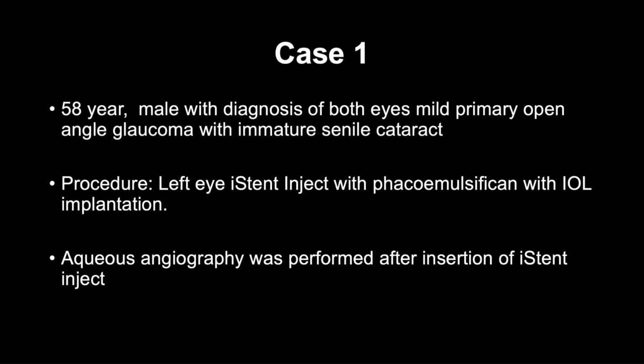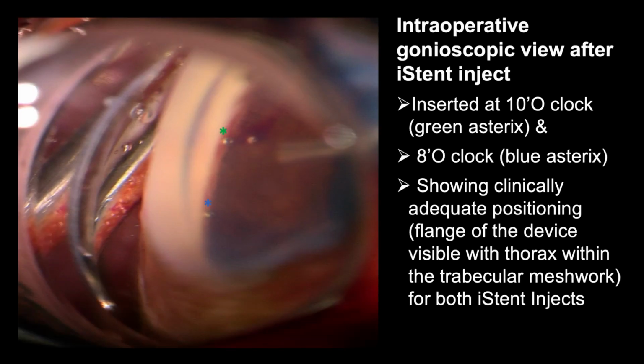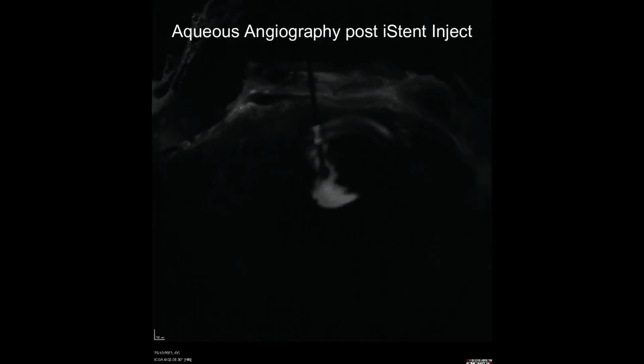Case 1 was a 58-year-old male with mild primary open-angle glaucoma with immature senile cataract. We planned for a left eye iStent inject with phacoemulsification. Aqueous angiography was performed after insertion of iStent inject. Intraoperative gonioscopic view after iStent inject. One was inserted at the 10 o'clock position denoted by the green asterisk, and the other was inserted at the 8 o'clock position denoted by the blue asterisk, showing clinically adequate positioning of both the iStent injects.